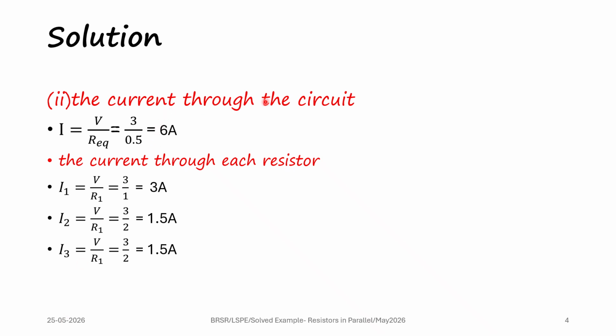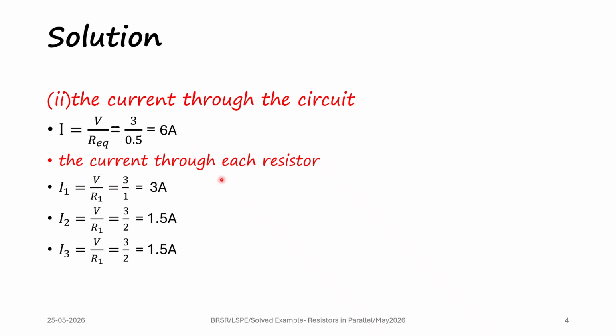The current through the parallel circuit can be calculated using Ohm's law. Current I is equal to V by R equivalent, which is 3 by 0.5 ohms, where 0.5 is the R equivalent value and 3 is the voltage. So the current in the circuit is 6 ampere.